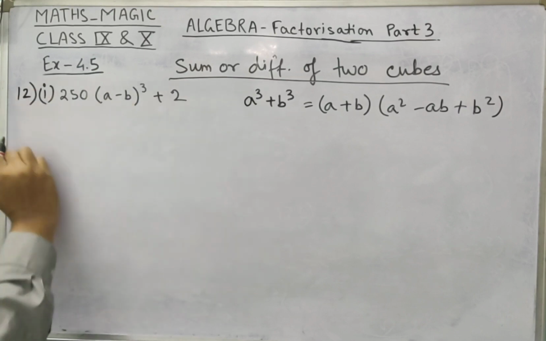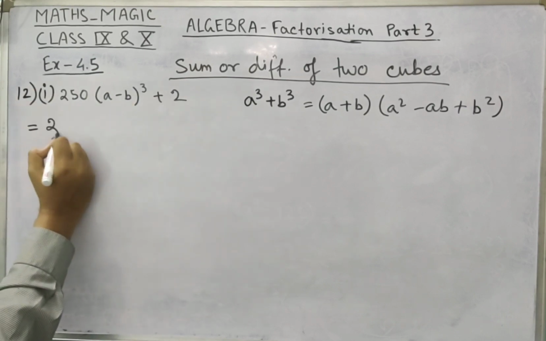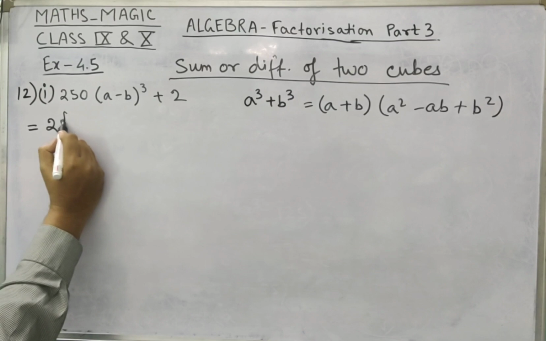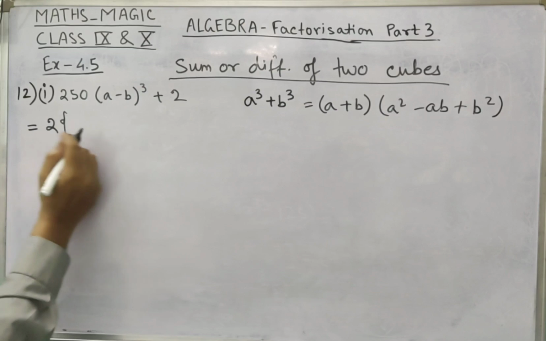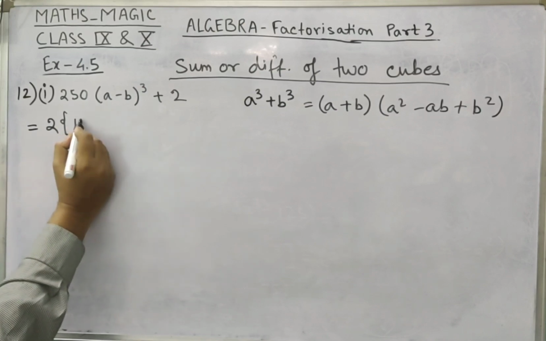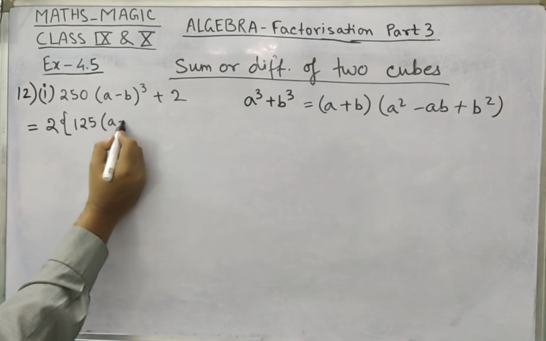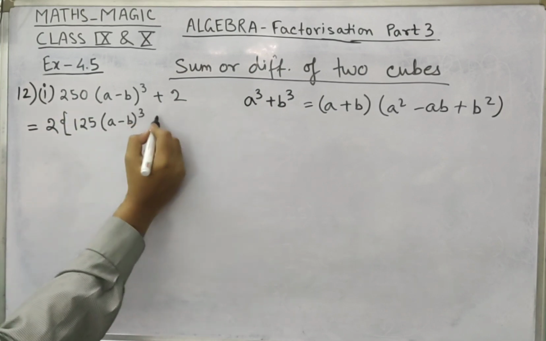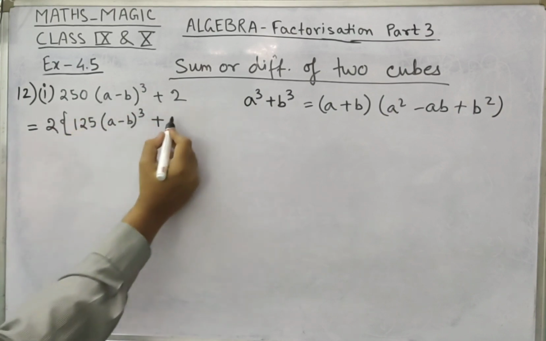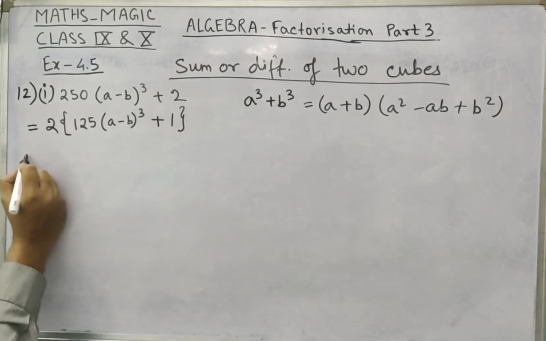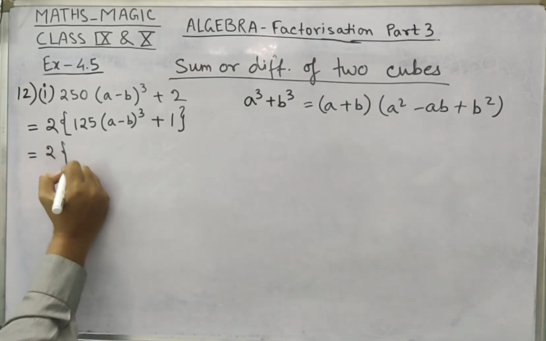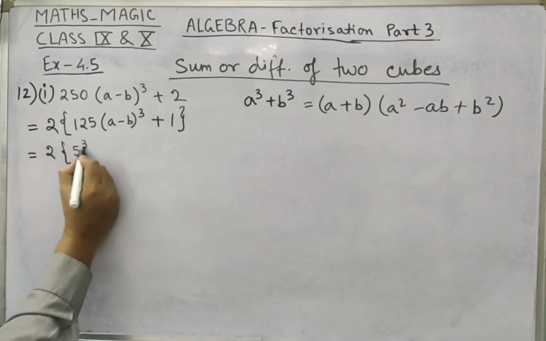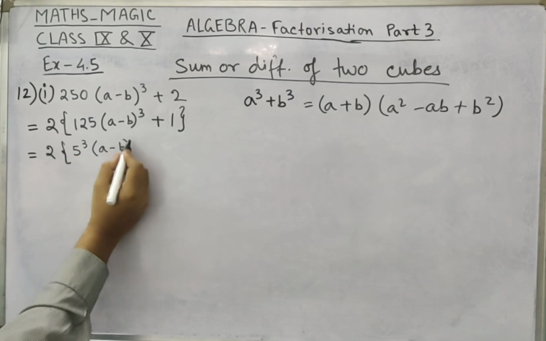This 2 I'll take out as common. So 2 common taken out. So here I'll be left with this whole divided by 2. So 2 1s are 2, 2 2s are 4, 2 5s are 10. So this will become 125. This will come down as it is. So this divided by 2 becomes 1. Okay. Now 125 is a cube of 5. So (a minus b) whole cube plus 1.